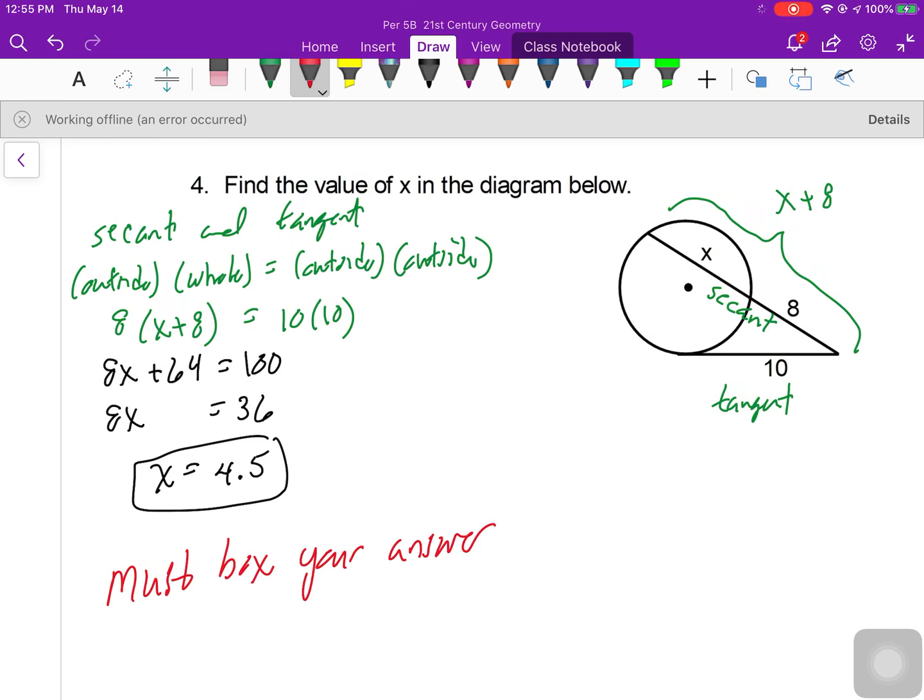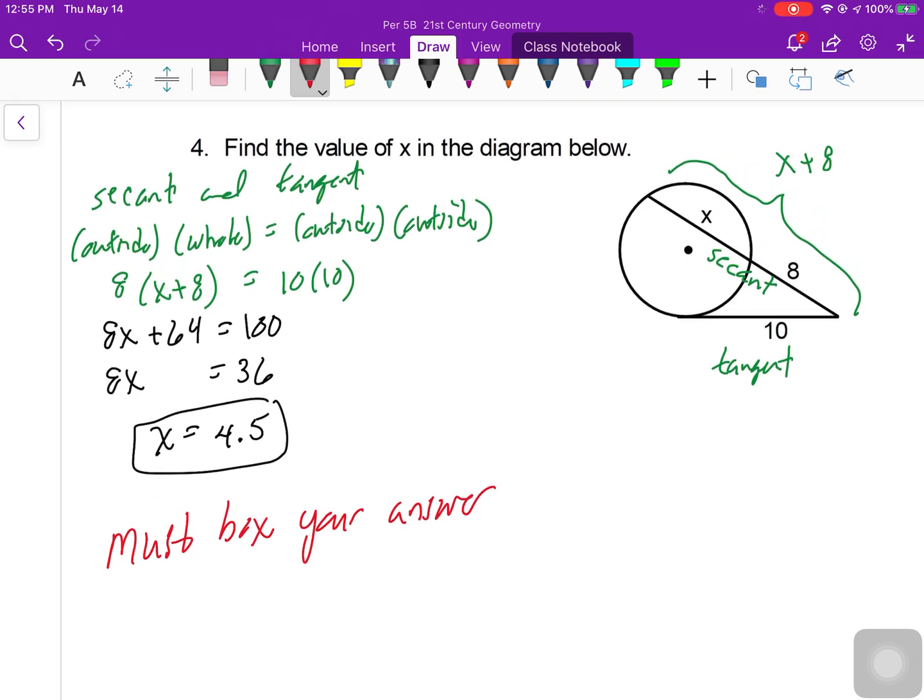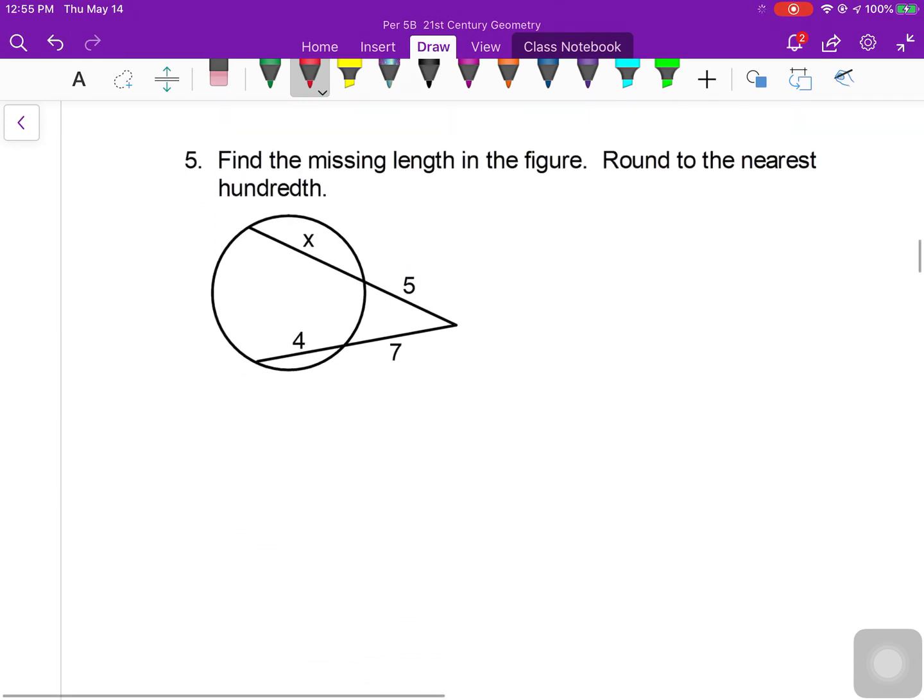And again, in this chapter on the test, you must box your answers. Otherwise, your teacher won't know what is your answer. And sometimes we have to eliminate some of the choices for our answer. Okay, let's keep going on the review.